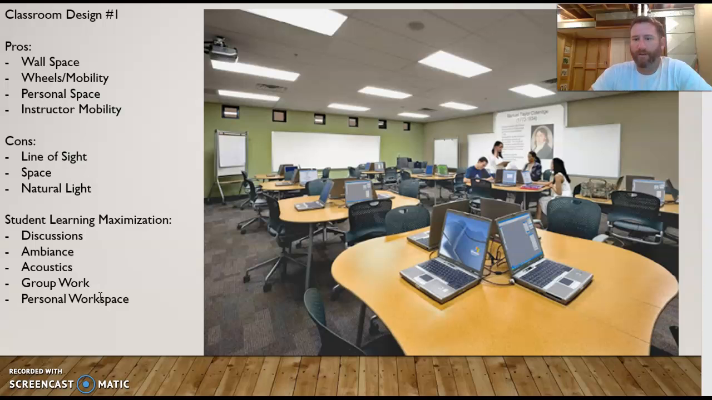Number 3, I really like the tables in this because they have wheels. With the curved design of the desk at each station, it provides more of a personal space. Also, the instructor can get to every one of his or her students and provide instruction. Cons, line of sight. About half of the classroom has their back towards the main whiteboard, and there's no natural light. There are small windows up here, but those appear to be going into another room.